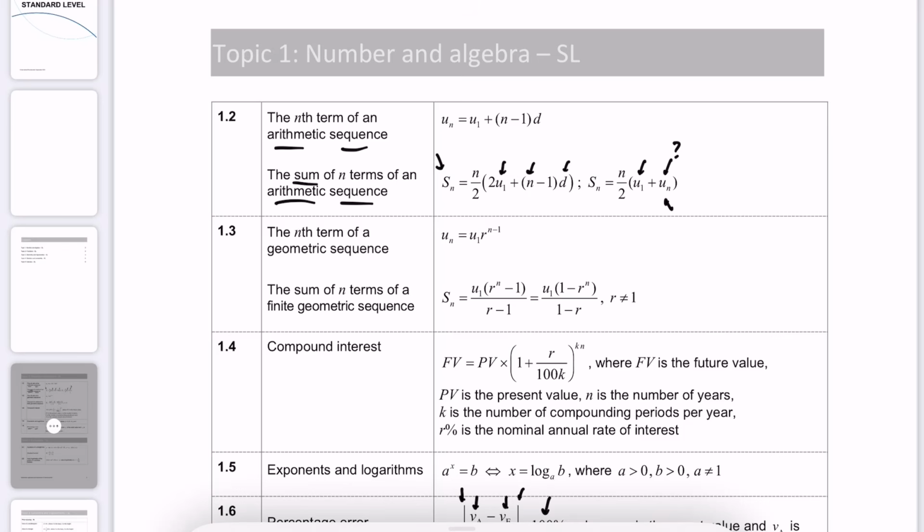Not to say that we couldn't find it, we certainly could, but looking at this first formula right here, we know U1, we know term number, it's going to be 10, we know the common difference, so we already have everything we need for this formula right here. So let's go ahead and use that. I think it's going to be more efficient. Once again, these are both the same formulas, they're just different expressions of the same thing.